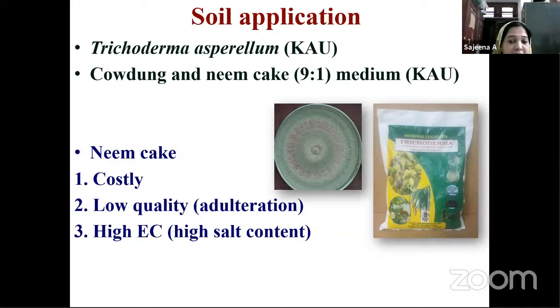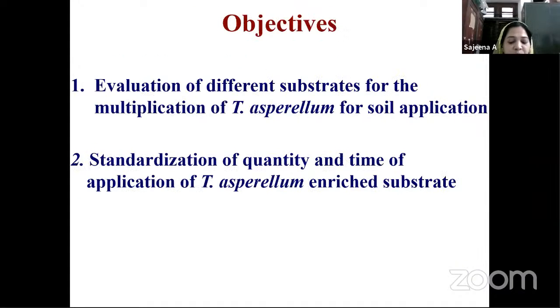Kerala Agricultural University has developed a talc-based formulation of Trichoderma asperellum, which is multiplied in cow dung and neem cake in a 9:1 ratio for soil application. But this substrate has several disadvantages. Both of them are costly, and neem cake is of low quality and has high EC, so the multiplication of Trichoderma is being affected. Hence the present study was taken up for the evaluation of different substrates for multiplication and to standardize the quantity and the time of application.